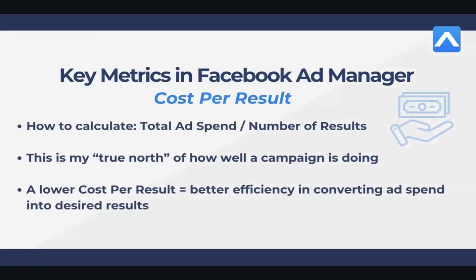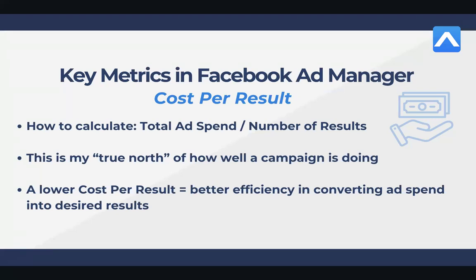All right. So, what are some of the key metrics in the Facebook Ad Manager? This is really important because as you start to scale up, you need to make sure that you're scaling up in a way that's going to be profitable for your business. So, how to calculate the cost per result is the total ad spend divided by the number of results. If you're running a lead ad, the way that this is going to be represented in your Facebook Ads Manager, this is going to tell you the cost per new lead.